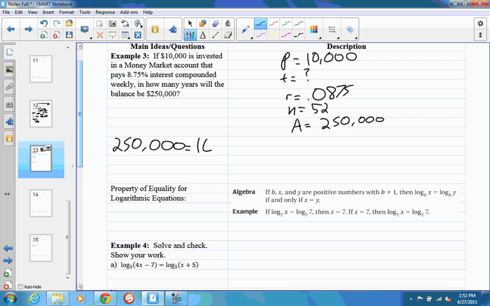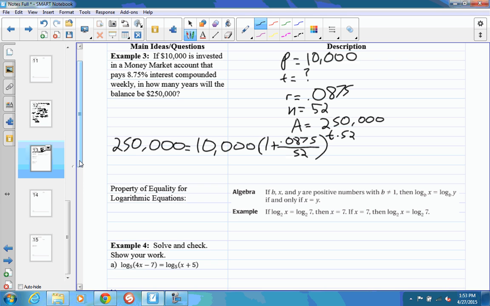So let's write it out. $250,000 equals 10,000 times 1 plus 0.0875 over 52, raised to t times 52. So t is what I want to solve for, Amelia, and t is an exponent here. The only way to solve for exponents is with logs. So I want to get it as small as I can with everything leading up to the exponent, and then I'll use a log to get just my exponents. It's a principle I won't really go into. I just kind of want you to take it and know that this works, okay?